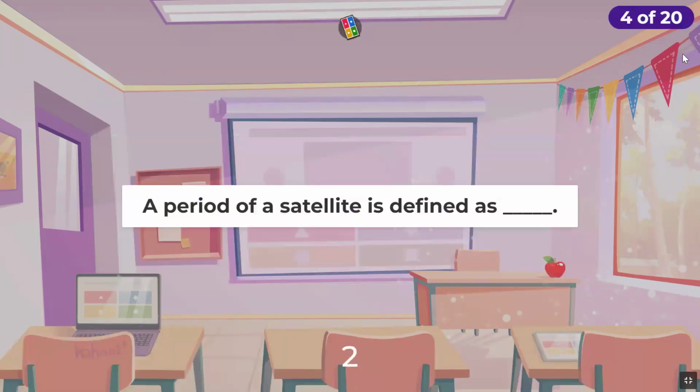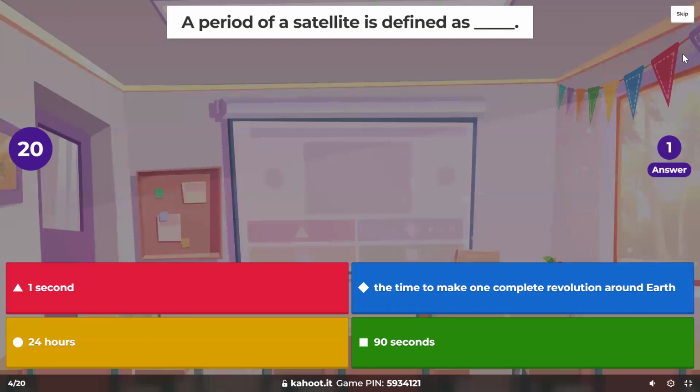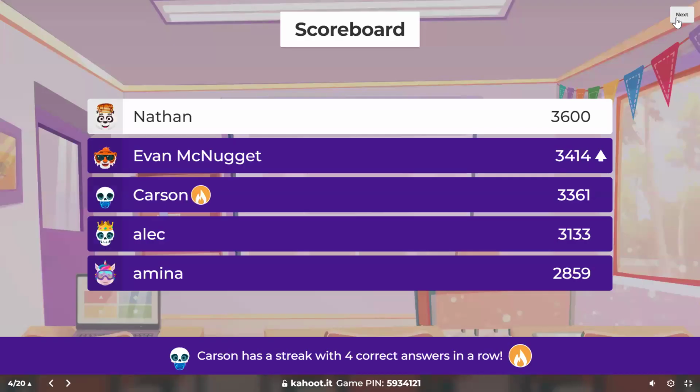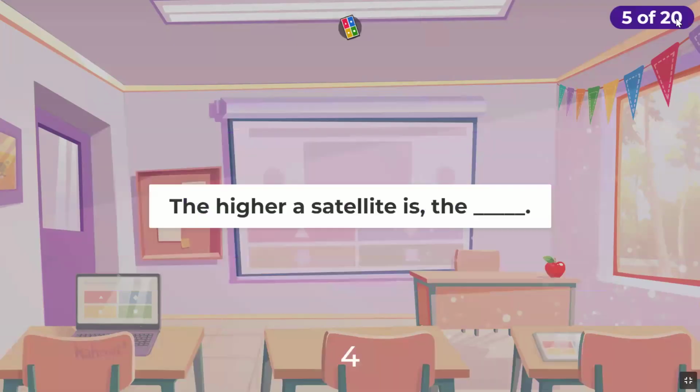The time period of a satellite is defined as the time to orbit once, the time to make one complete revolution.